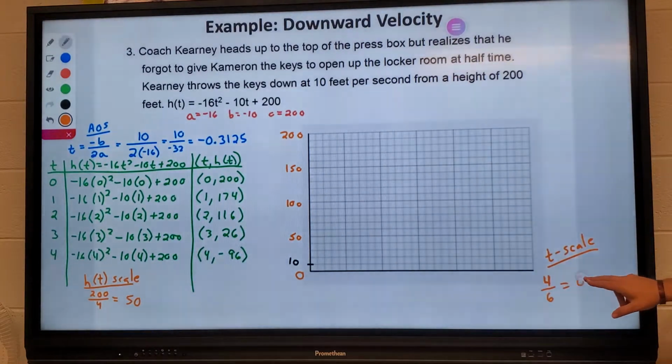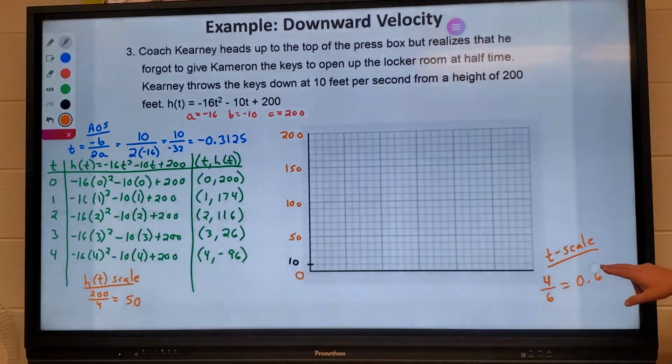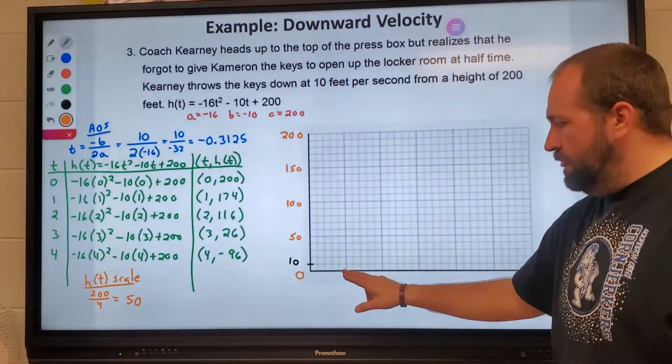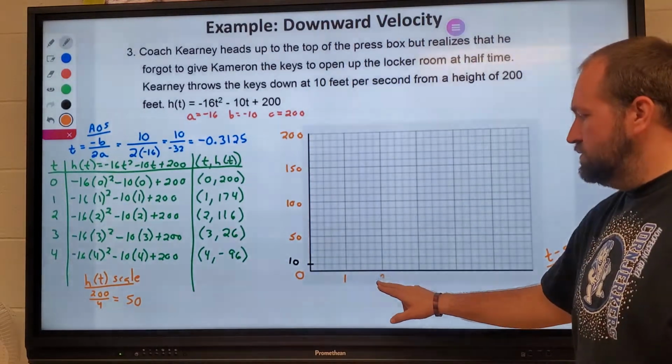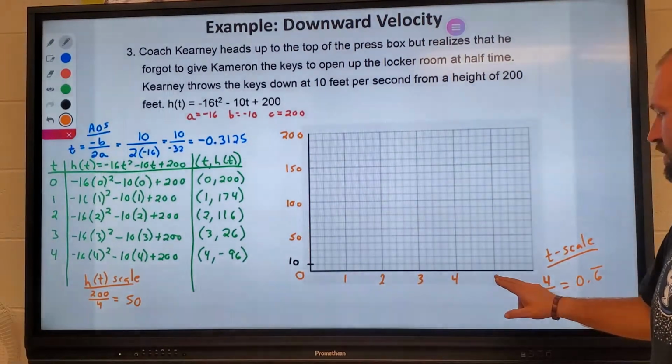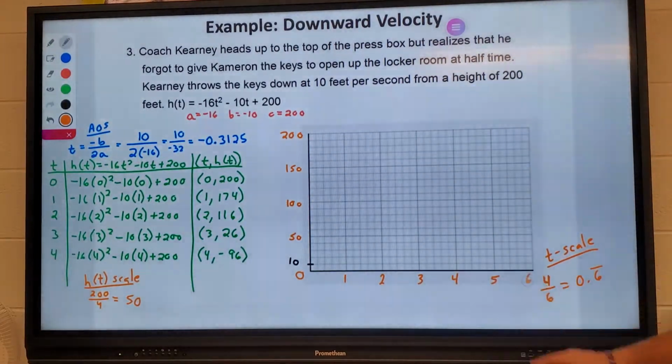Equals 0.6 repeated. Okay, and again, this is not a nice decimal, so we're going to round that off. We can round it off to the nearest 0.5, but again, it's at 0.6. So we're going to round that up again to 1. So I'm going to have 0, 1, 2, 3, 4, 5, and 6.